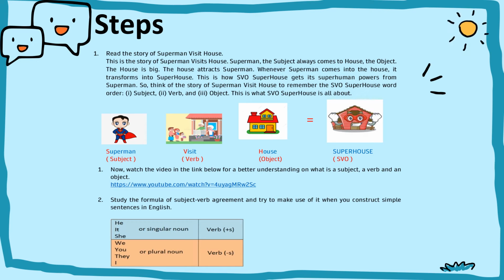The second step, pupils will watch a video for a better understanding of what SVO is. The third step, the teacher shows and explains the formula of subject-verb agreement. For a singular noun, students have to add s to the verb. For a plural noun, students have to remove the s from the verb.